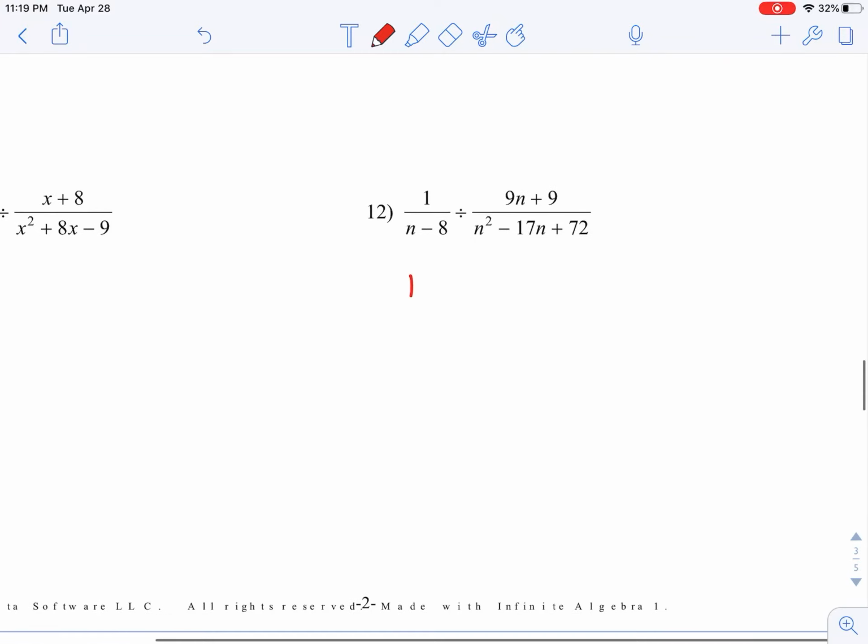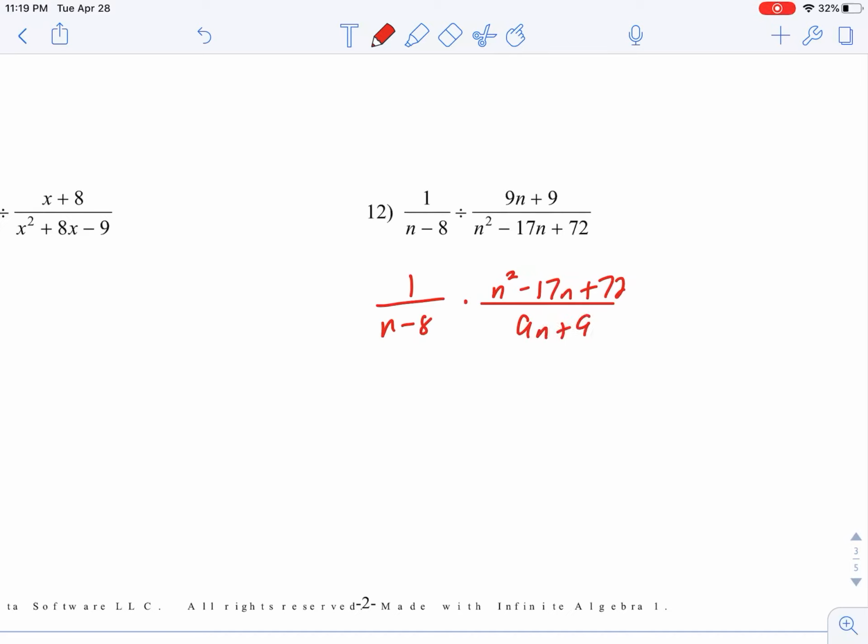Number 12. So flip the second one over. And then if you can combine steps, maybe you can flip it and factor it at the same time and save a little work. That's fine. Of course, I'm showing all the steps. So there it is. Change it to times and flip the second one over. Always just the second one.